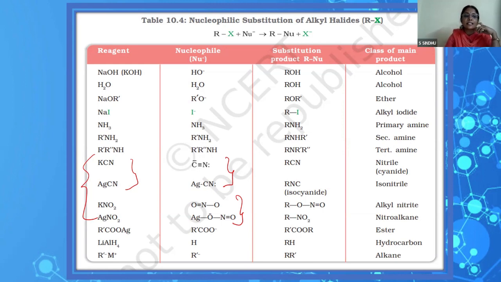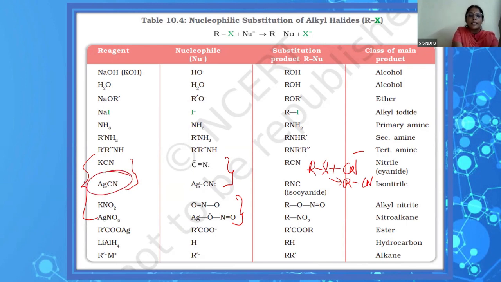So KCN is an ionic compound. It will be dissociating to give K+ and cyanide CN- ions. So it can attack through the carbon part, and therefore RX is being converted to RX plus CN-. So it's attacking through the carbon, and therefore we are getting RCN.